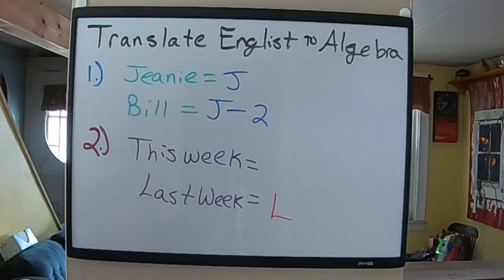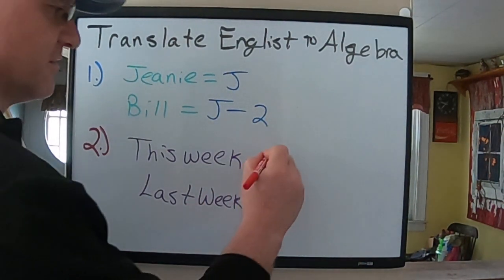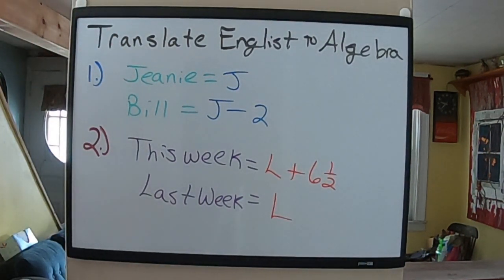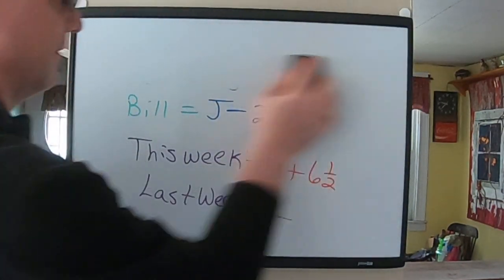So this week, he worked more hours. Now, it doesn't matter the order when you're adding, and more hours would be adding, so L plus 6.5. Or you could say 6.5 plus L. That's how you do 1 and 2. The next example I'm going to look at is number 8. And we're just having to fill this in. So I'm going to erase this and go right to number 8.